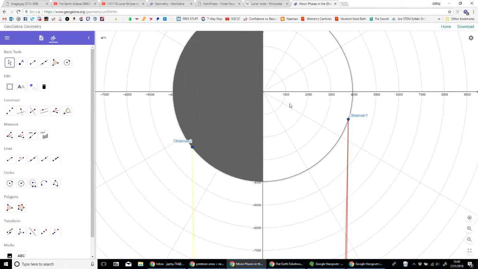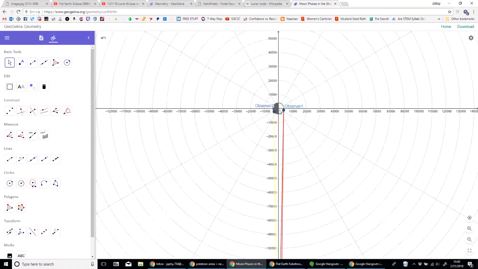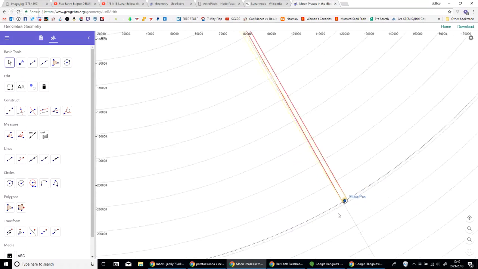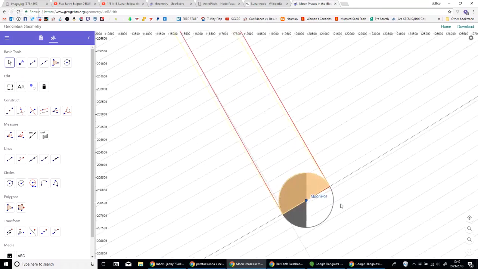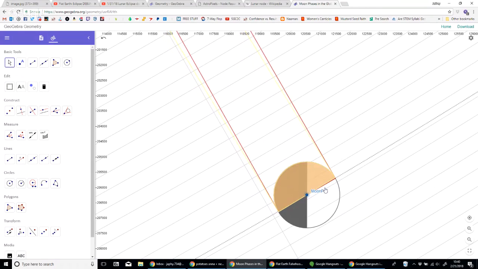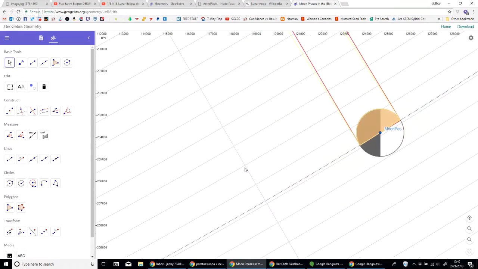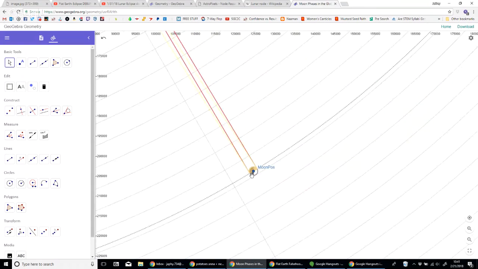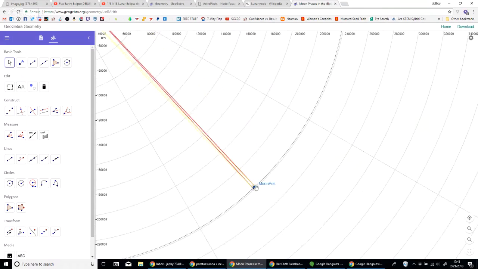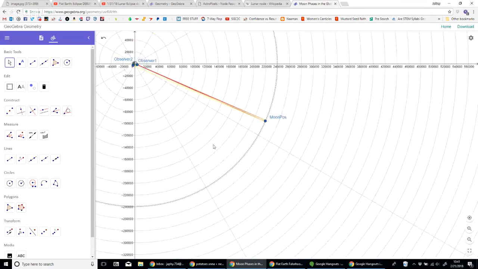Okay. So now I'm going to move the moon around the Earth. This is a quarter phase. This would be waning gibbous. And if I zoom in, you'll see that, no, it's not a waning gibbous. It's a waning crescent at this point. So as it goes around, it's becoming more and more of a crescent. So let's go to here.